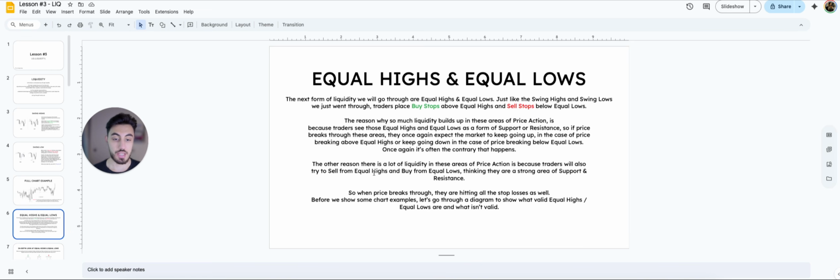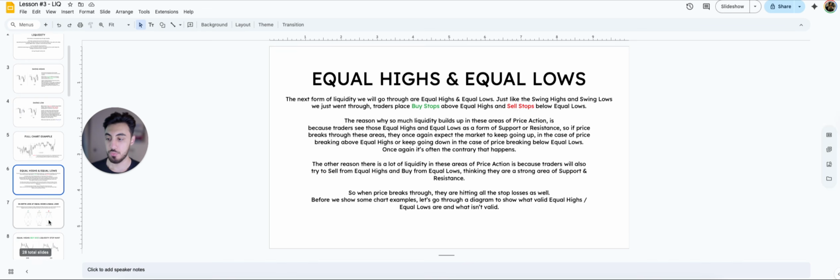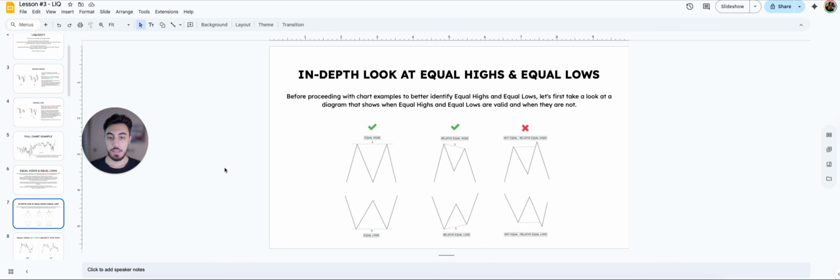Before we show some examples, let me show you what a valid equal high and valid equal low is. Before we go to the chart example, take a look. This is the most important thing, right? For the equal high, both swing highs should be equal, or the first one should be higher than the second one. If the first one is not higher than the second one, this is going to be a liquidity sweep, right? This is not an equal high. This is a stop hunt where price takes out the liquidity. So it should be equal, or the first high should be higher than the second one.